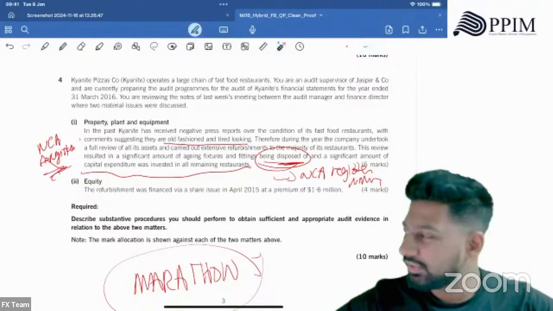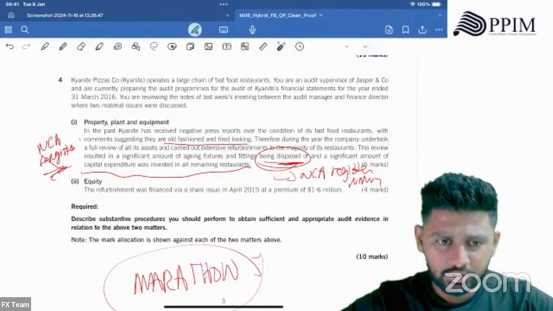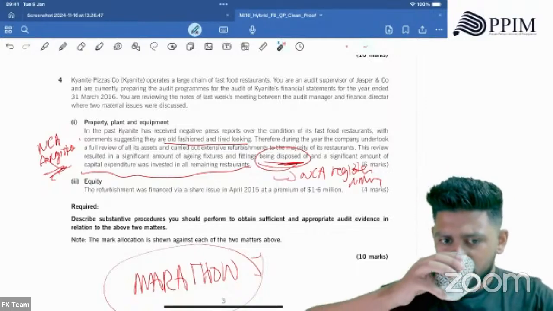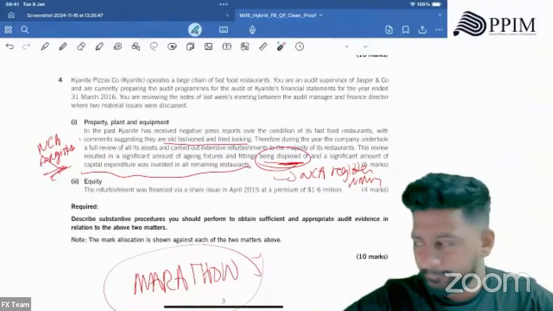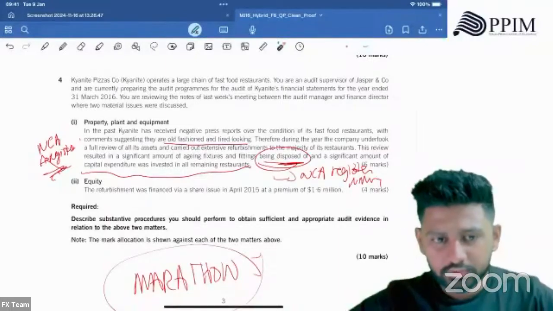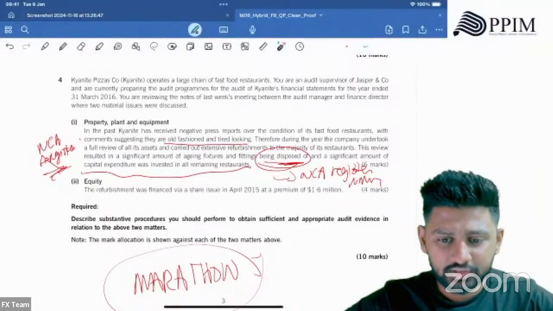So keep it very simple. Don't worry too much, right? Keep it very simple. Guys, do you understand? Yes or no? Are we clear? Everyone?